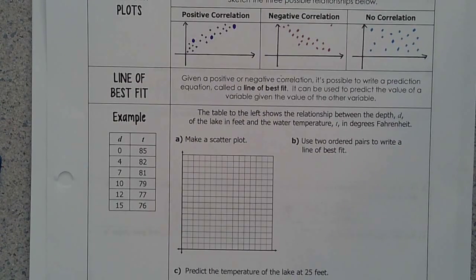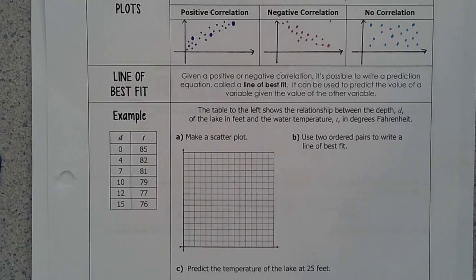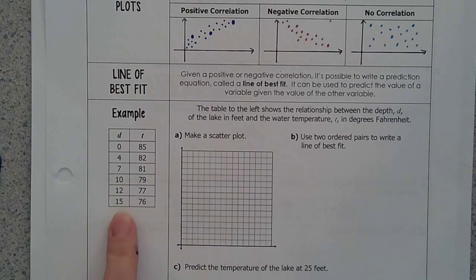I have a situation here. The table to the left shows the relationship between the depth of the lake and the water temperature of the lake. Okay, here's the depth and here's the water temperature. And if you think about the lake, if you're on the shore of the lake, the water usually feels a little warmer. And if you go into the deep part of the lake, the water usually feels a little cooler. So we can kind of anticipate our correlation right there, right?